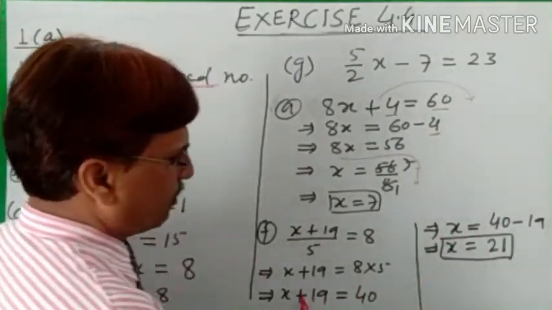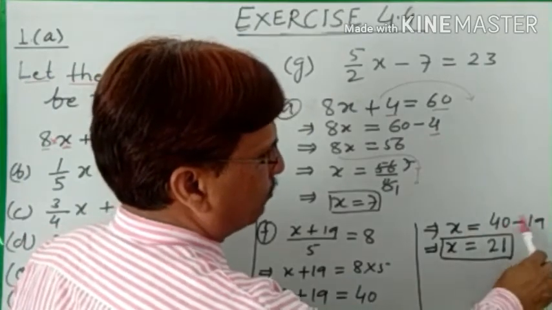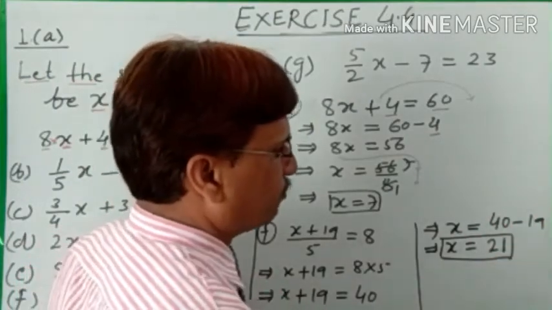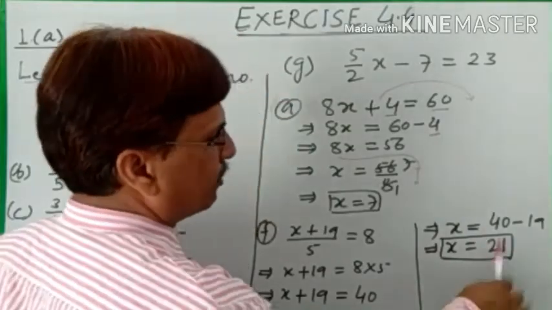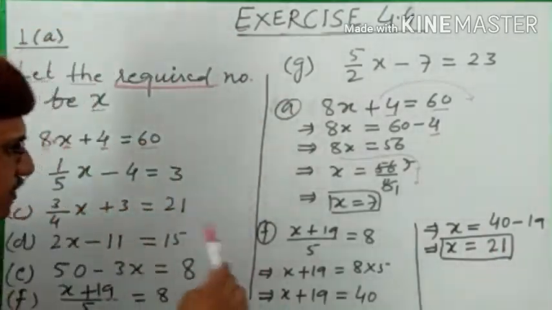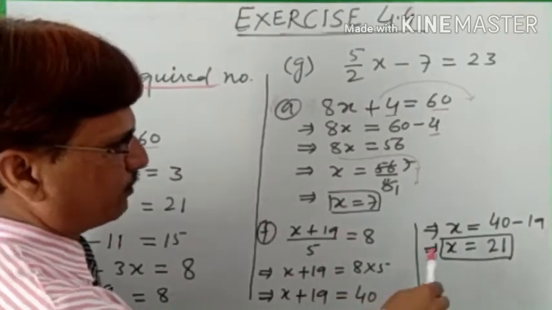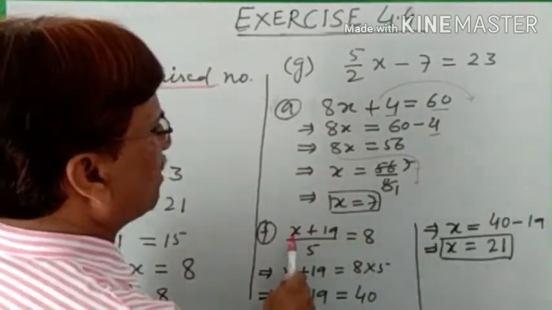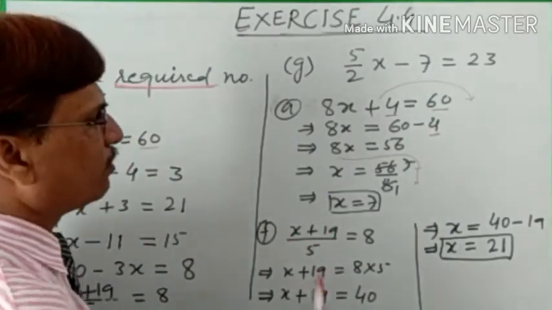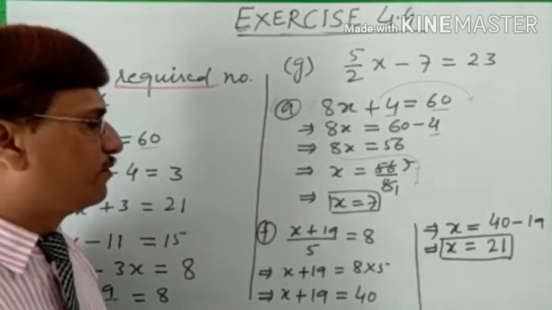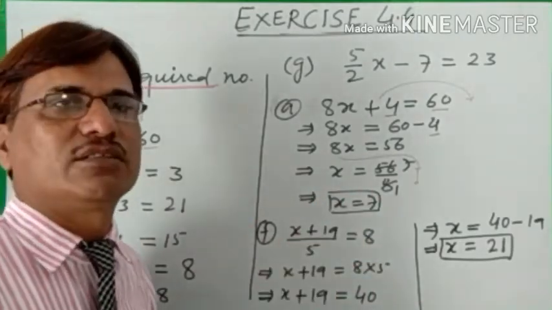x is equal to, plus 9 becomes minus 9, x is equal to 40 minus 9. So x is equal to 31. So 31 is the solution of given equation. Okay. If you put 31 in place of x, so 9 plus 31 is equal to 40. So 40 upon 5, 8. So you get the answer.